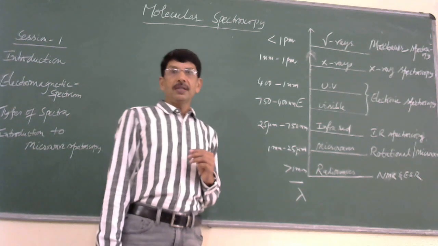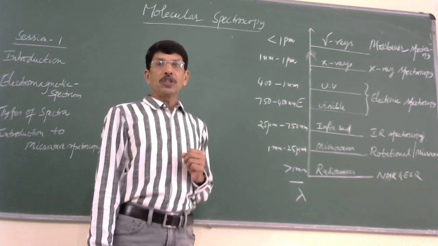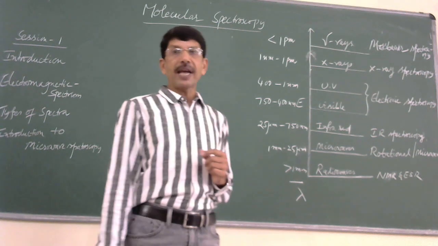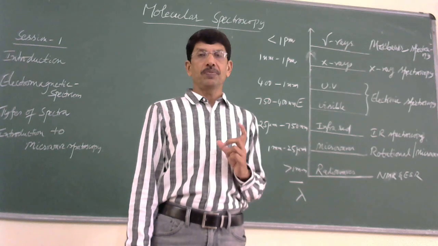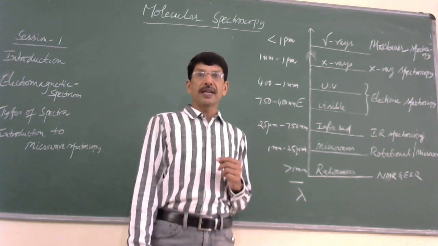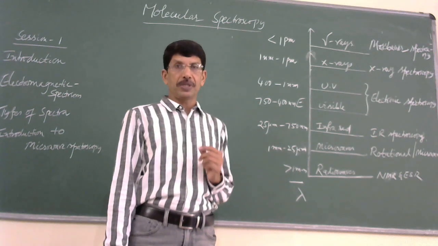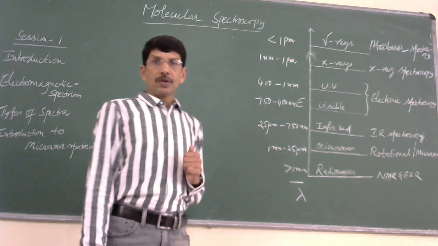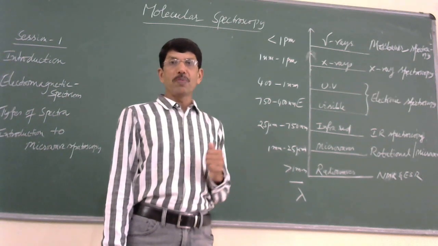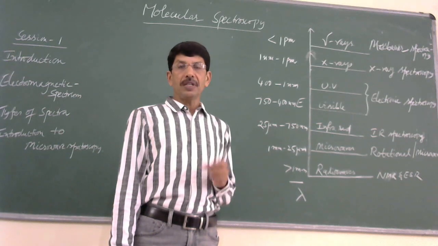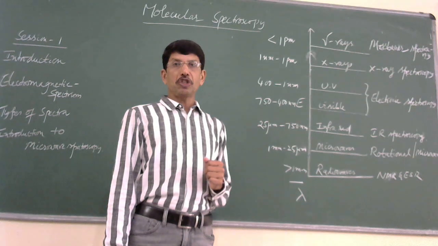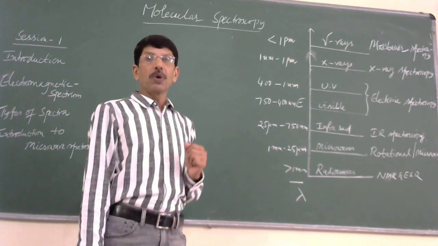So, what is this spectroscopy then? Spectroscopy is the study of interaction of electromagnetic radiation with matter, giving rise to a spectrum with the help of which the structural and compositional information can be obtained. I repeat, spectroscopy is the study of interaction of electromagnetic radiation with matter, giving rise to a spectrum with the help of which the structural and compositional information can be obtained.